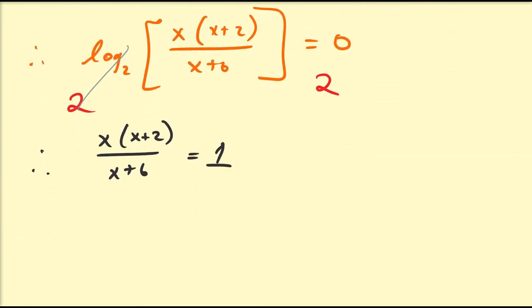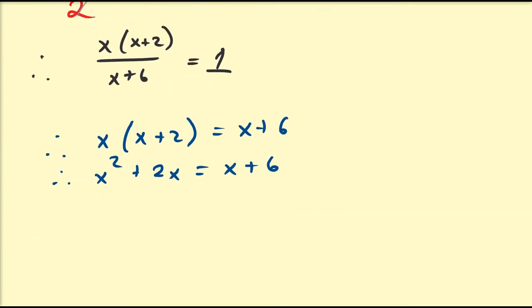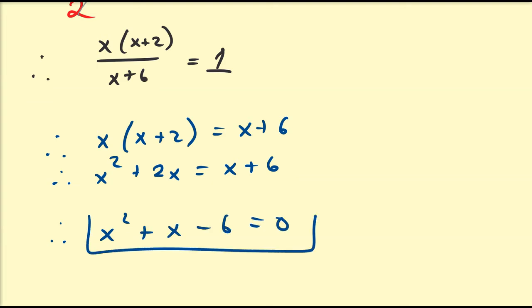Right? So it's a nice equation now. So multiply both sides by x plus 6. We're going to have x times x plus 2 must be equal to x plus 6. Let's distribute. X squared plus 2x is going to be equal to x plus 6. And then isolate and set it equal to 0 since we're in quadratic form. X squared plus x minus 6 is equal to 0.